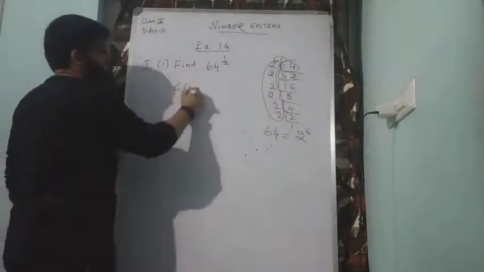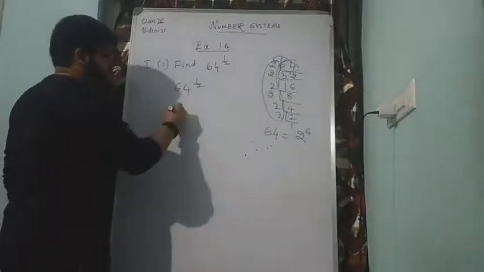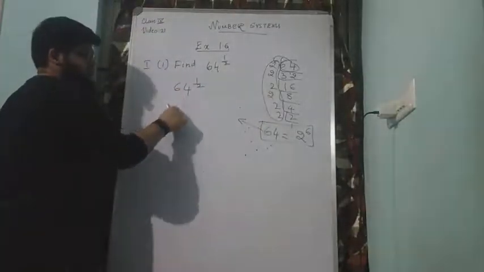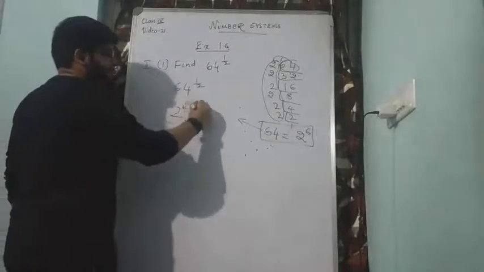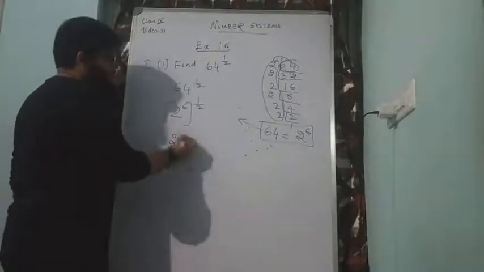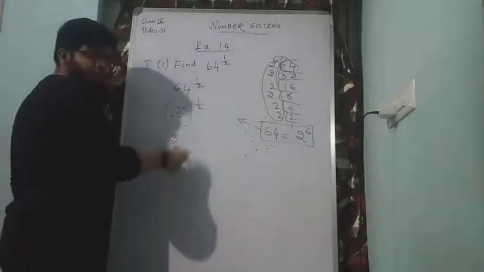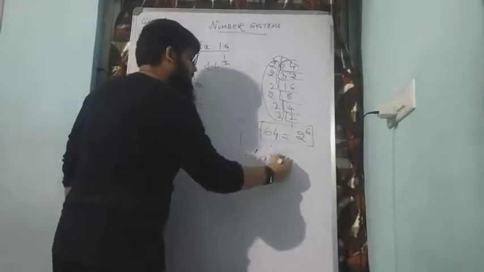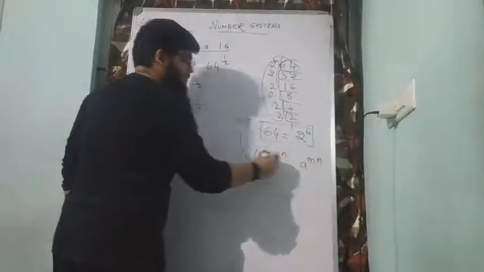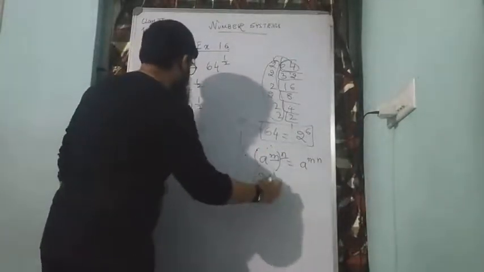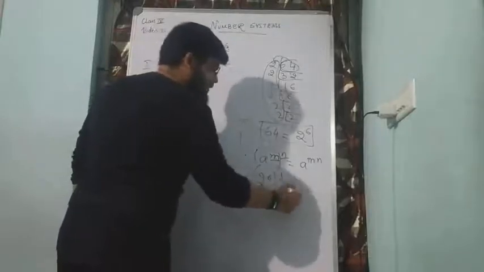So 64 to the power of 1 by 2 I have. In place of 64 I will write 2 to the power of 6 from this. Okay. So 64 means 2 to the power of 6. Then I have to the power of 1 by 2. So what should I do now? 2 to the power of 6 and 1 by 2 can be multiplied. If you remember, we have just learnt a law. a power m whole power n gives us a to the power of mn. That means this power and this power can be multiplied. So I have 2 to the power of 6 to the power of 1 by 2. That means 6 and 1 by 2 can be multiplied.